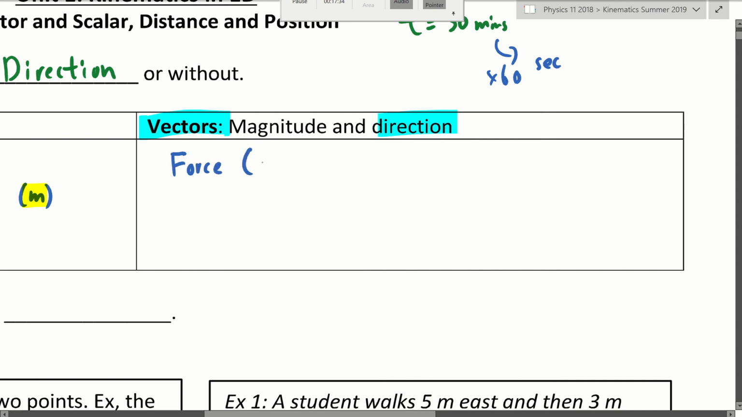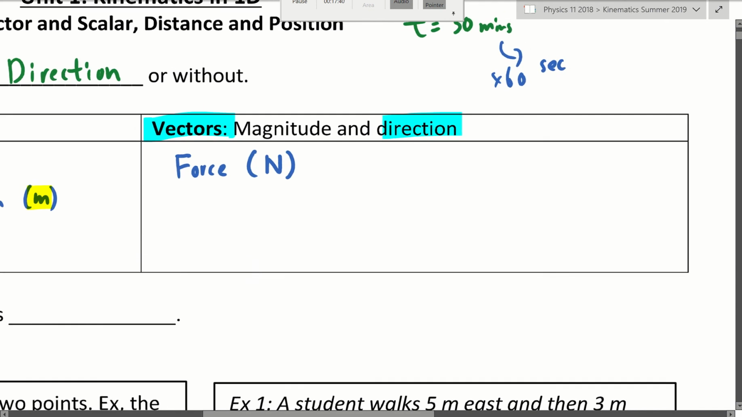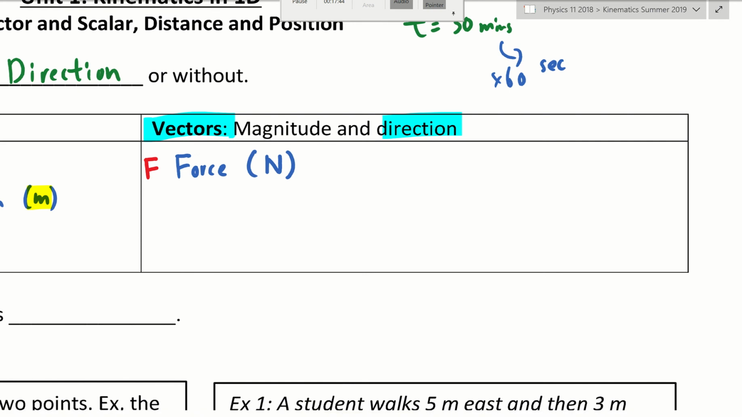Now, force, which is measured in Newton, should be in grade A science, right? So force, measured in Newton, which has the symbol F, usually needs a direction. Because, for example, if you only tell people how much force to apply, but not tell them which way to push.